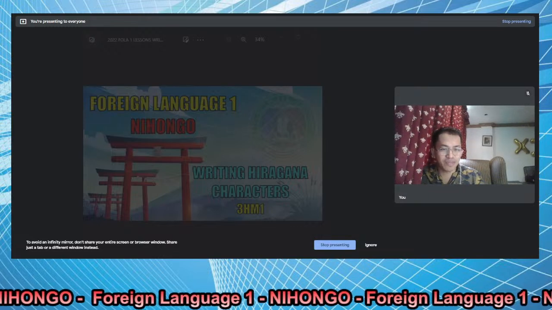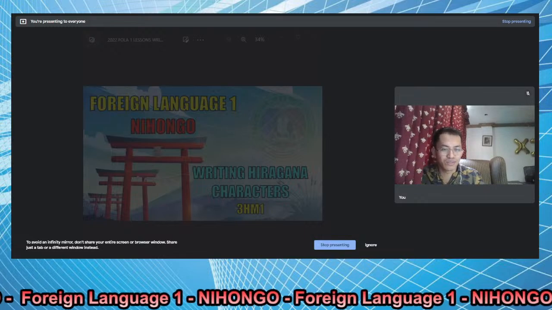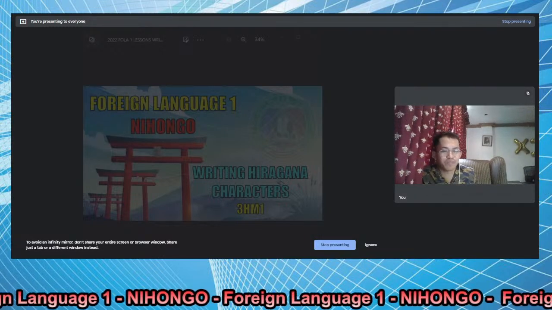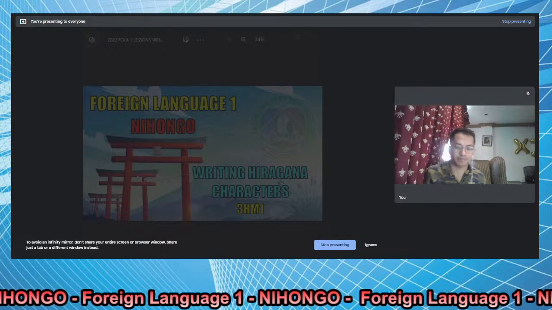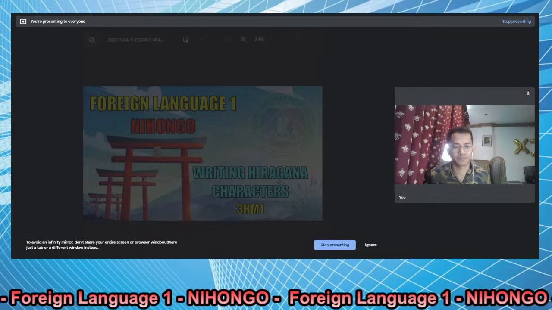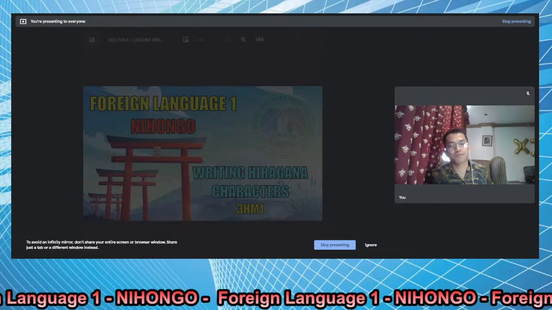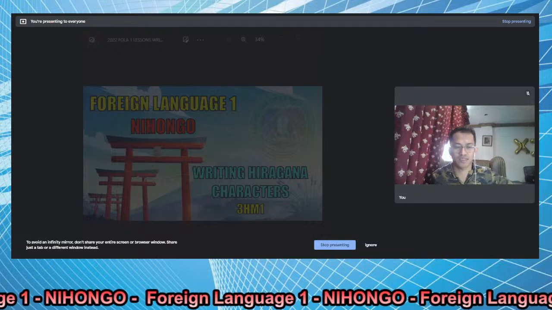Sir, saan po namin makikita yung sulat practice? May sulat practice. Isasend ko po dun sa announcement ko. Kasama nung blank practice sheet.